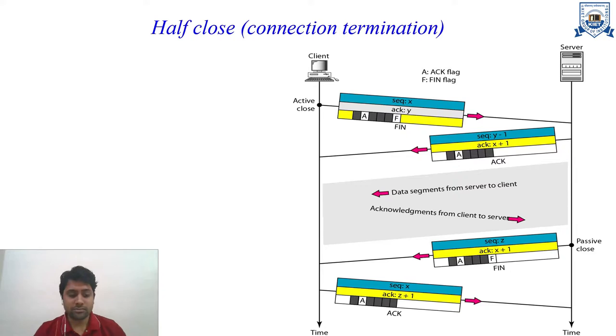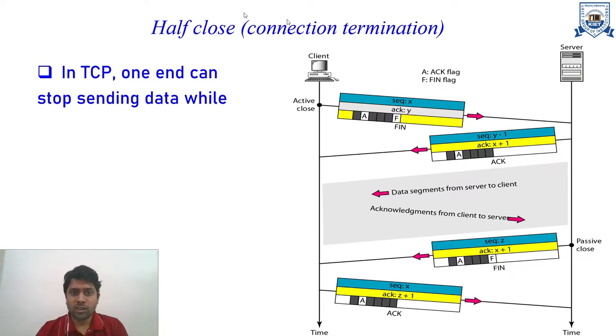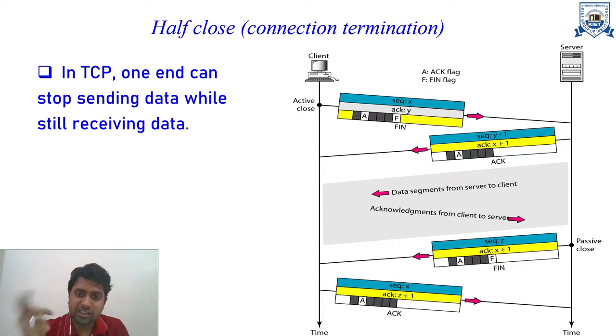Now this is the very important phase. Let's suppose the client is ready to terminate the connection, but still the server has some data to be transmitted to the client. So it will not transmit the FIN until it completes the data transmission phase. You can see from the picture, it is very clear. Suppose the client is not ready to terminate the connection but the server is ready, so the similar procedure can also be applicable vice versa. In TCP, one end can stop sending data while still receiving data, but it needs to respond, right?